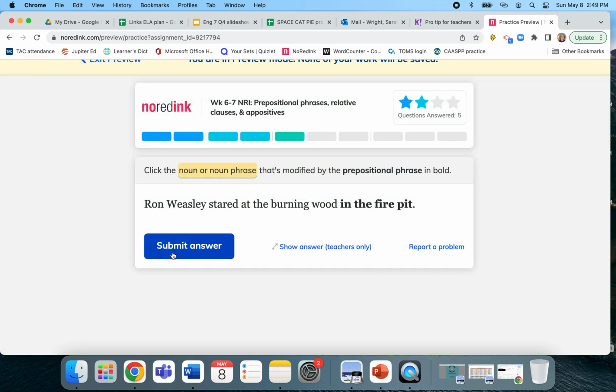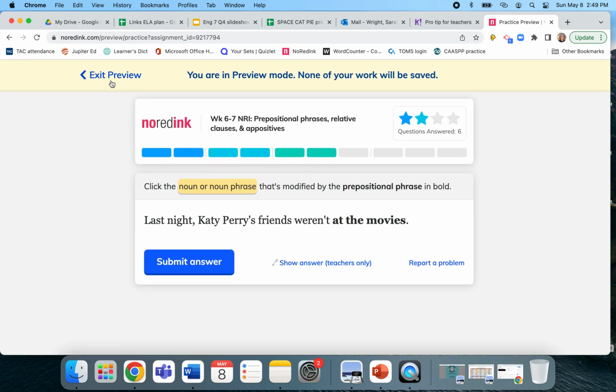Cute. Ron Weasley stared at the burning wood in the fire pit. Is Ron Weasley in the fire pit? No, the burning wood is in the fire pit. All right, let's click out to the next one.